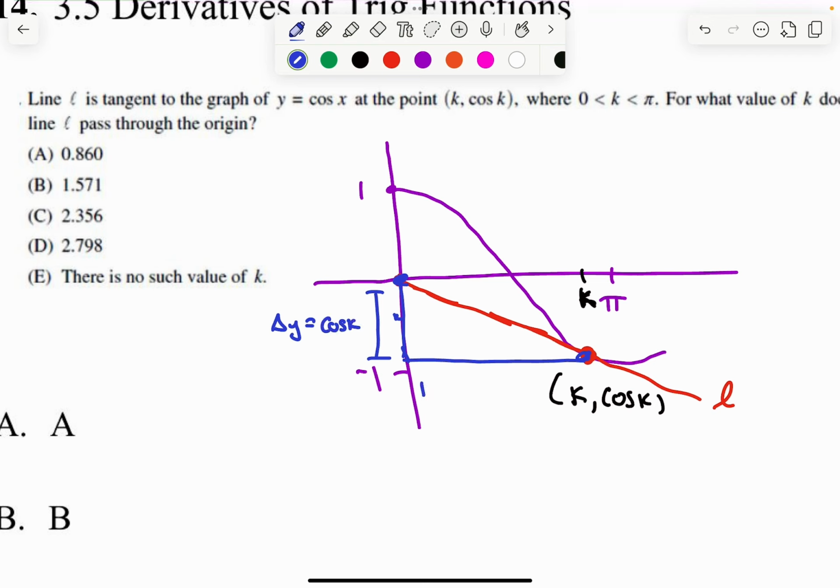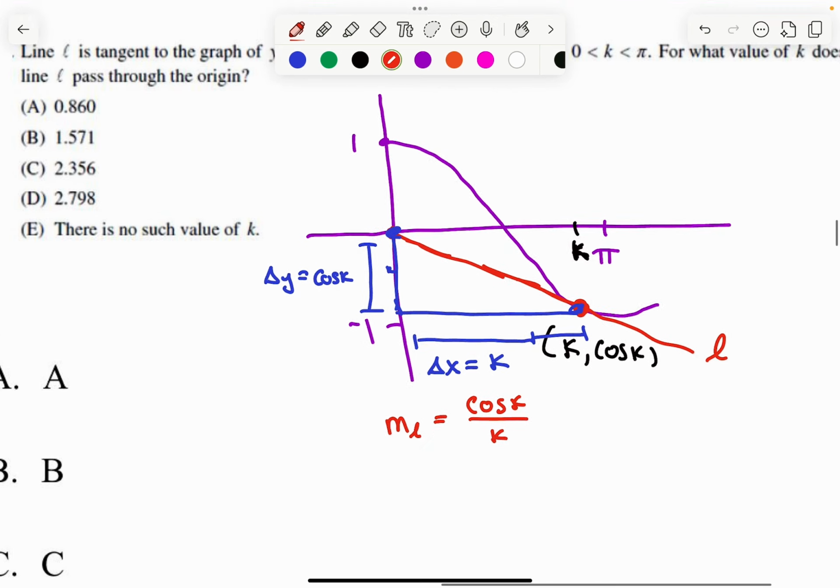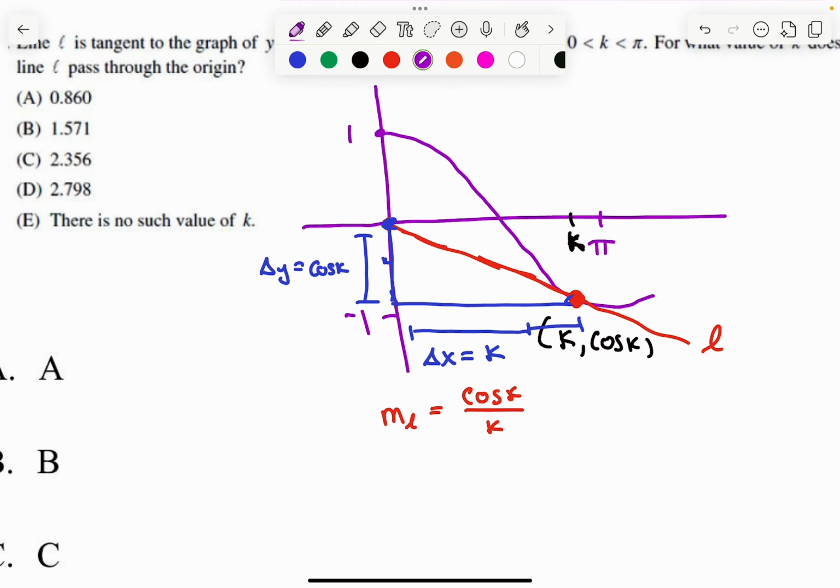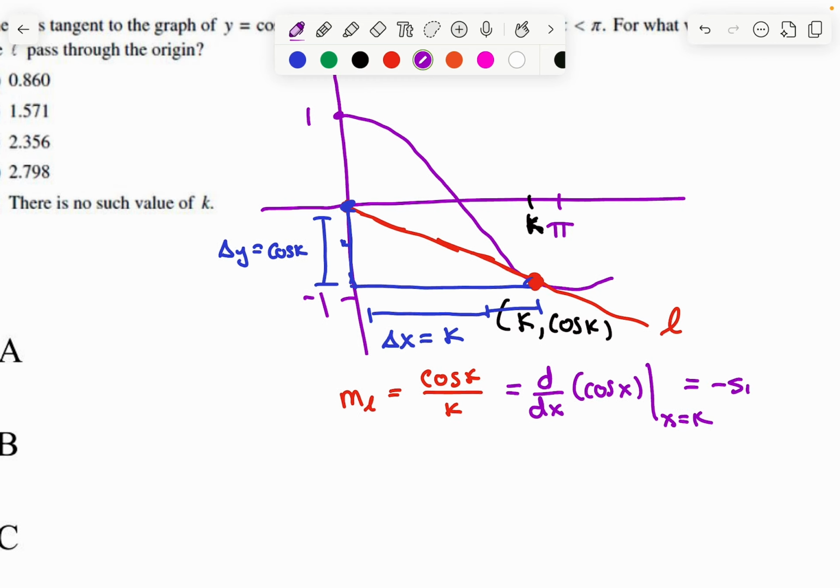And this change here in x is k. So the slope, let's call this m_L, the slope of this line, is change in y over change in x. But since it's tangent to the graph of cosine, it's also equal to the derivative of cosine evaluated at k, right? So it's tangent, so its slope is equal to the derivative, and the derivative of cosine is negative sine. So that's negative sine of k.